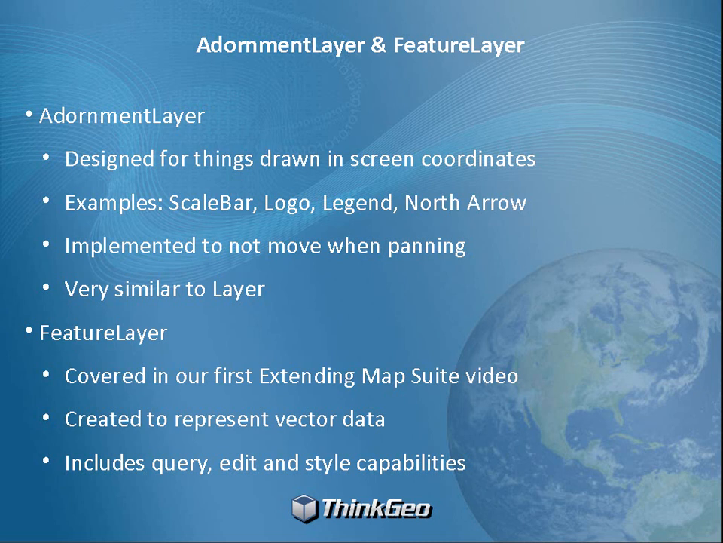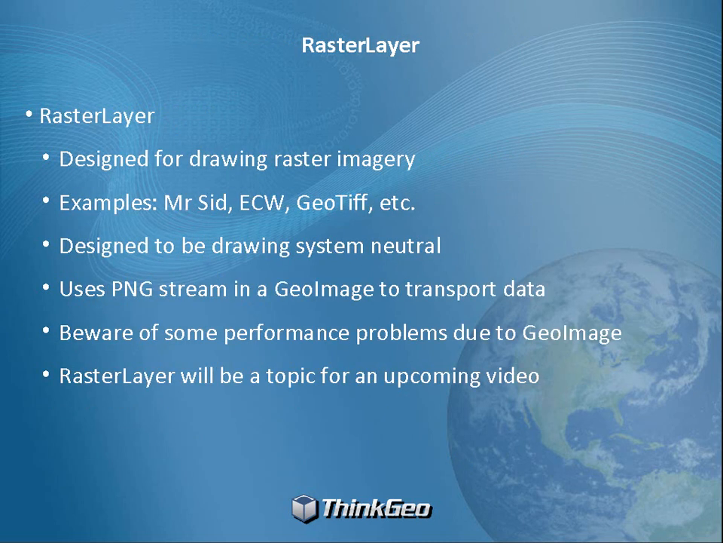And as I said, it's created to represent vector data, and it's created to provide all the different functionality that you typically want to have with vector data. And the last one is the raster layer. The raster layer was designed for drawing raster imagery, and we've implemented a number of different raster layers that support file formats such as MrSID, ECW, GeoTIFF, etc. And it was designed to be drawing system neutral, meaning that it didn't rely on the fact that we were using WPF or WinForms or a PDF drawing system or anything else.